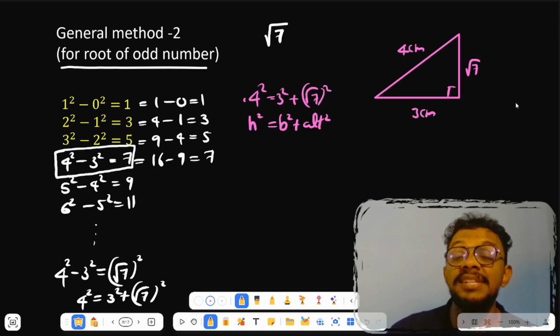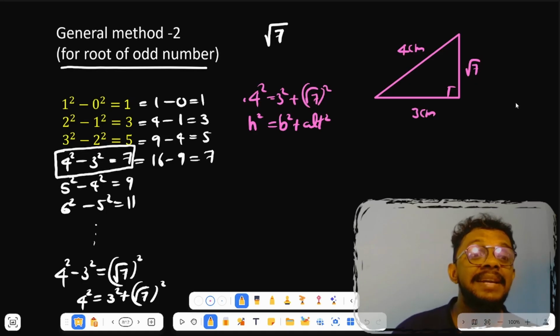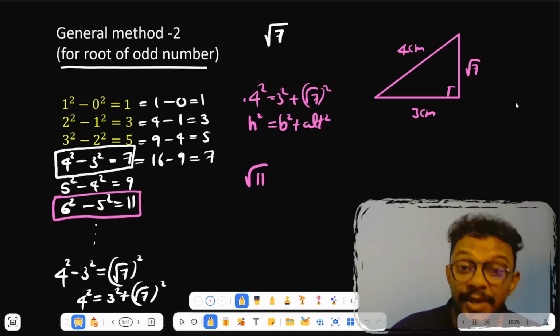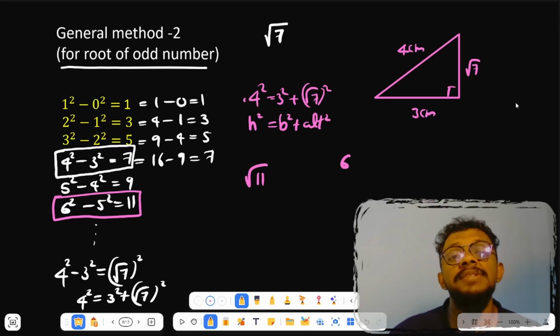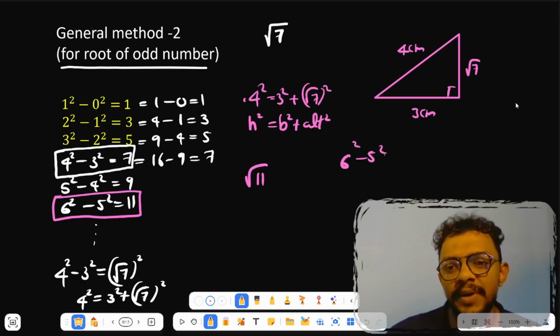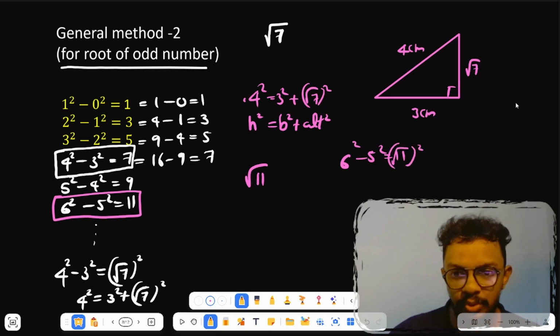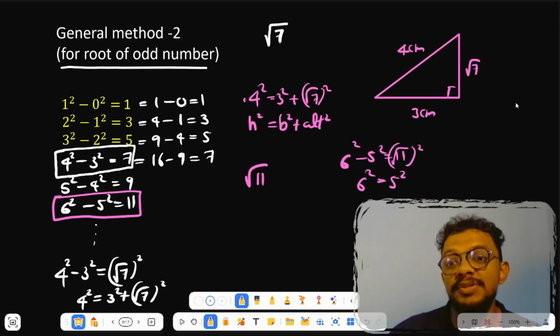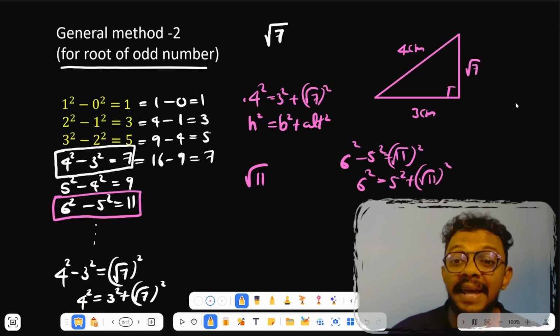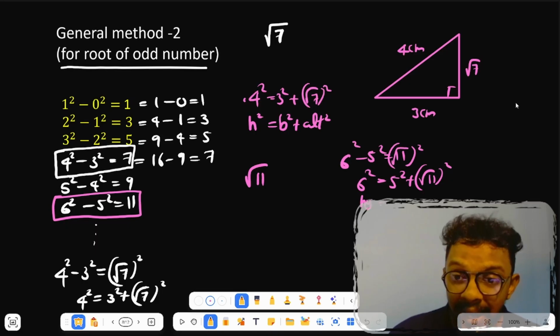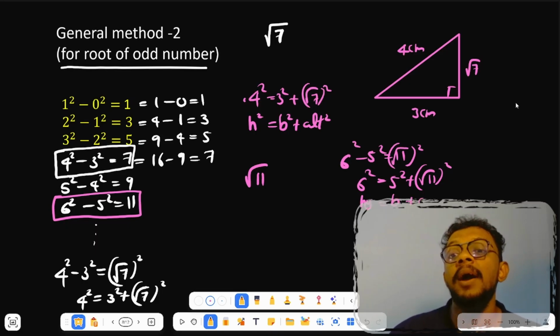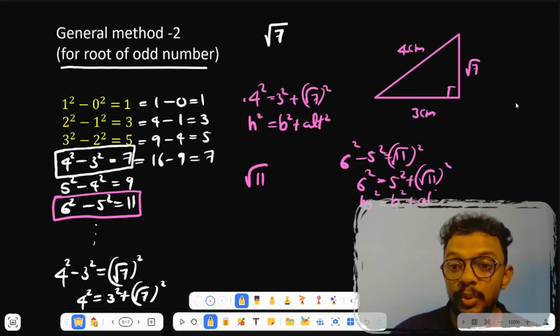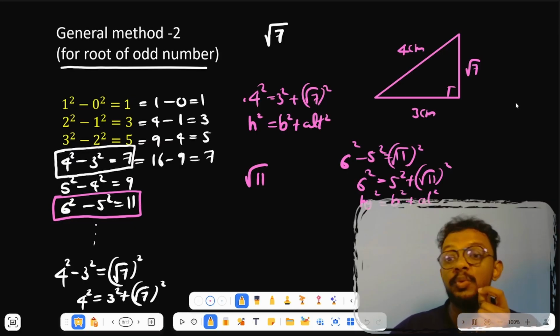We can use this strategy to draw any irrational number in the form of the root of an odd number. Suppose the question is: represent root 11 on the number line. Which equation will I use? This one, 6 square minus 5 square equal to 11. And that 11 I can write like root 11 square. So 6 square is equal to 5 square plus root 11 square. If I am taking hypotenuse as 6, base as 5, automatically the altitude will be root 11 centimeter, root 11 unit.